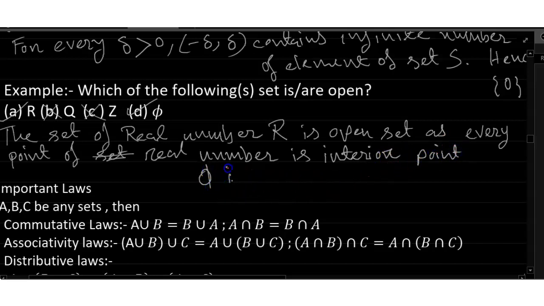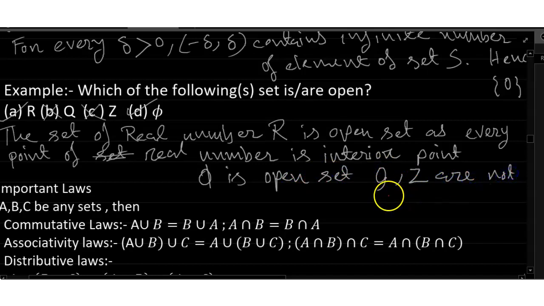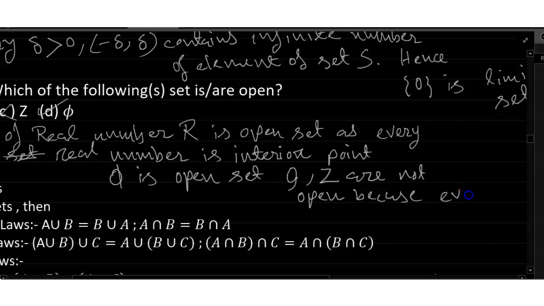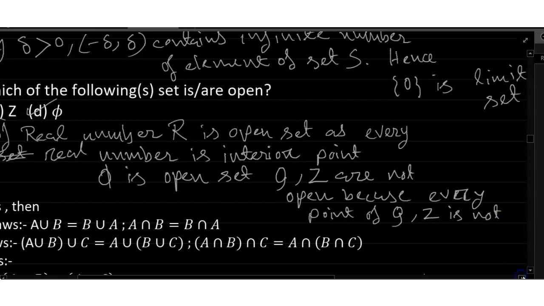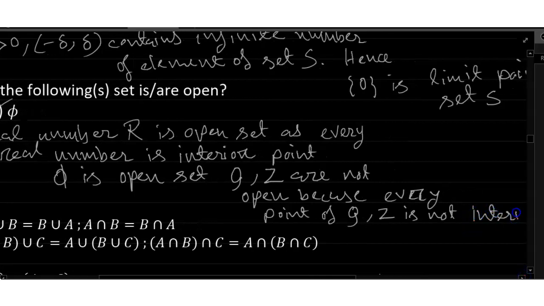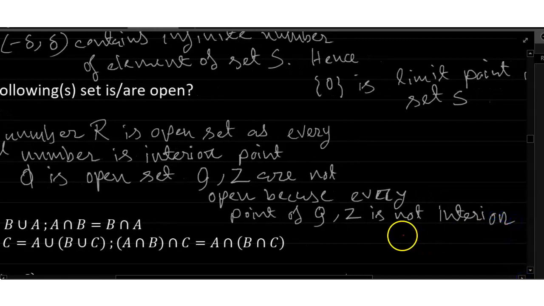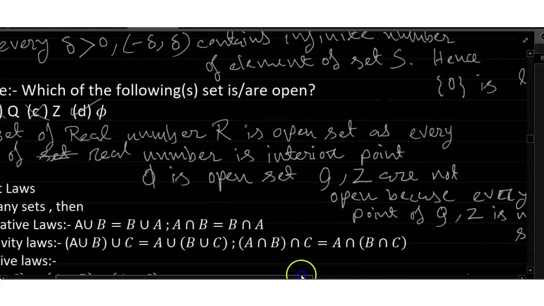Similarly, phi is an open set, but Q and Z are not open because every point of Q and Z is not an interior point. I hope I have cleared this concept.